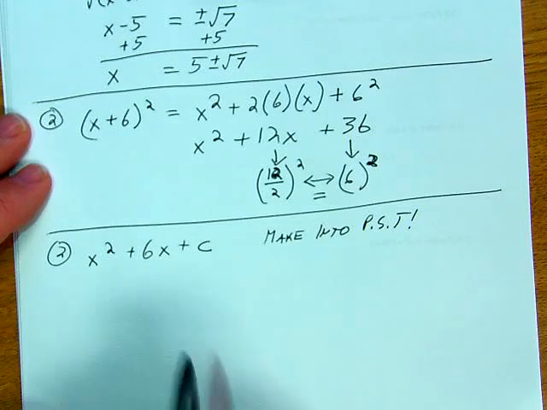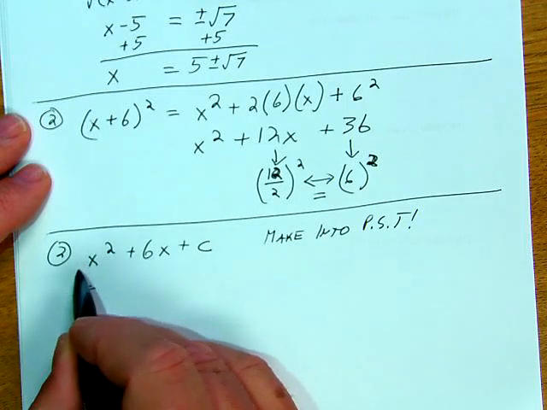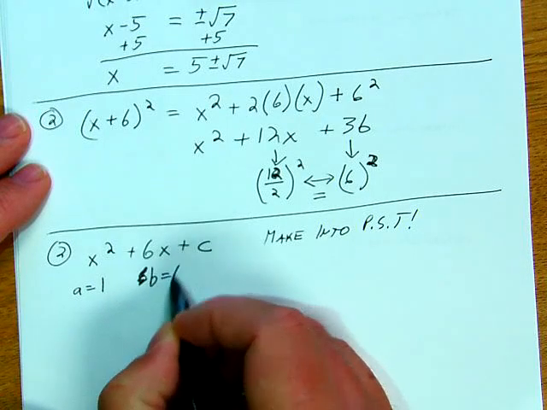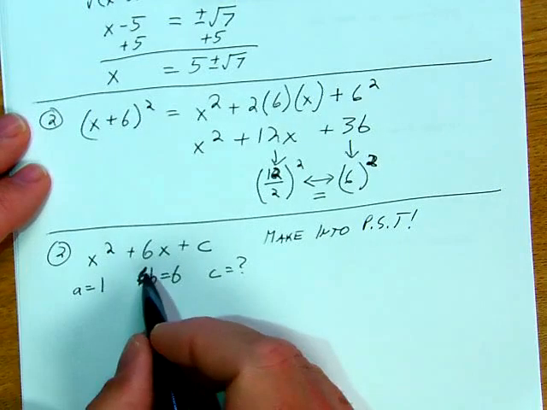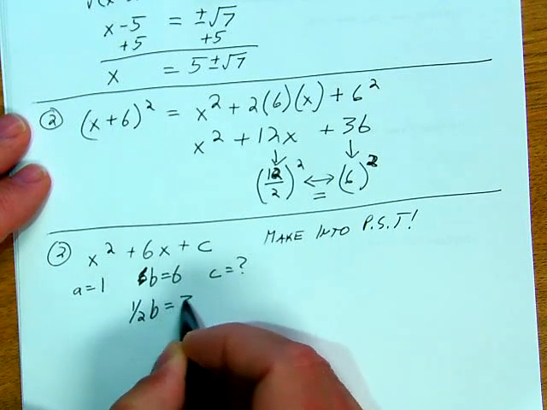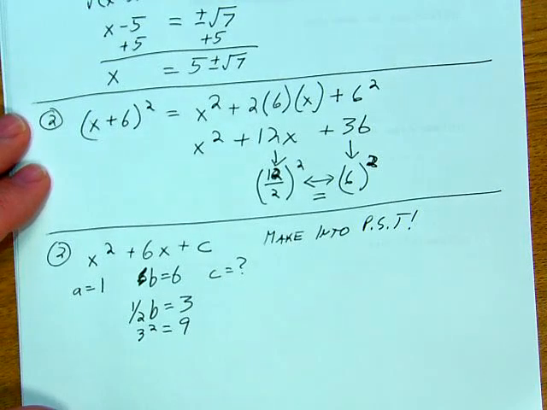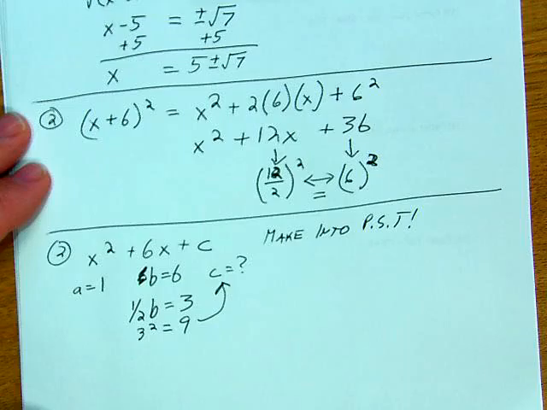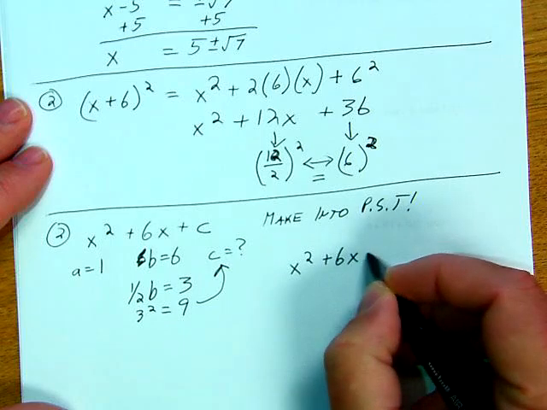Well, when we look at this, let's look at our equation and let's look at our values. Our a is 1, b, small b, is 6, and c is what we're looking for. Well, we know that half of b is equal to 3. And that 3 squared is equal to 9. And 9 is the value that we want to plug into c to make it a perfect square trinomial. And let's check that. I'm going to write x squared plus 6x plus 9.